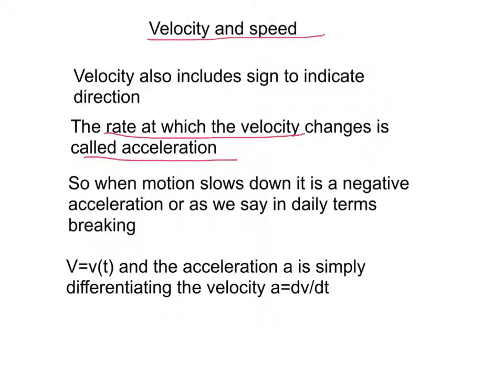And therefore, if the motion slows down, then we will have a negative acceleration. As we say in everyday terms, we are braking. So when you're driving and you brake, you're slowing the motion, so the acceleration is negative. And the acceleration can be found by differentiating the velocity, which is a equals dv/dt.